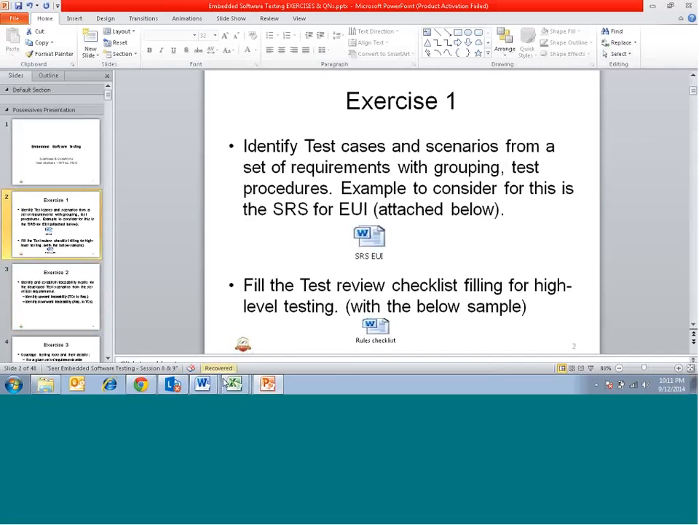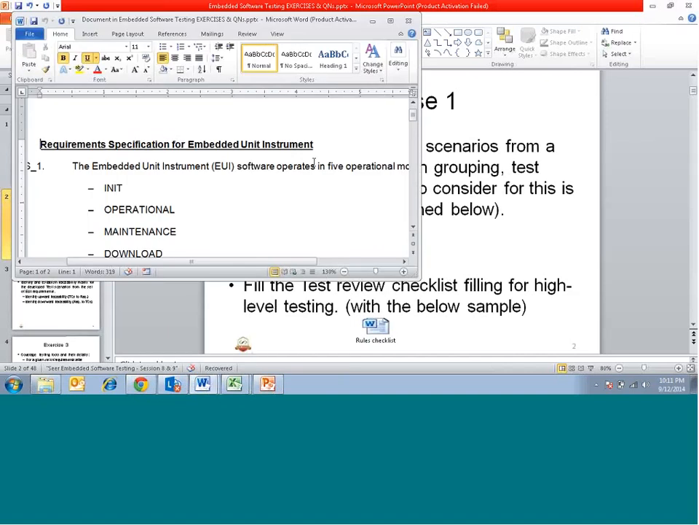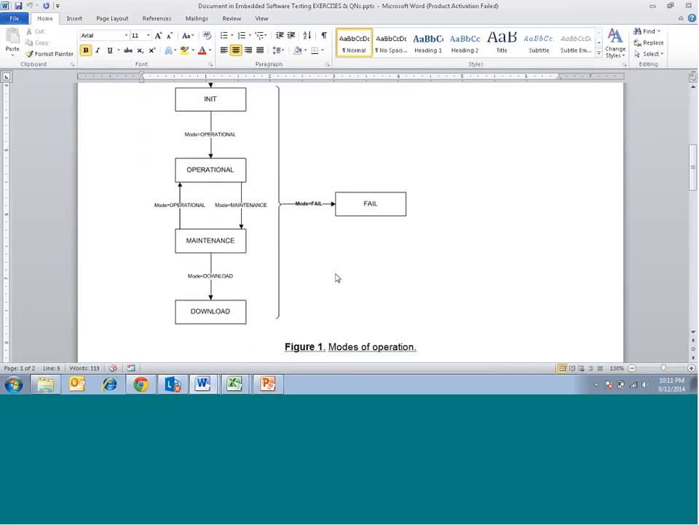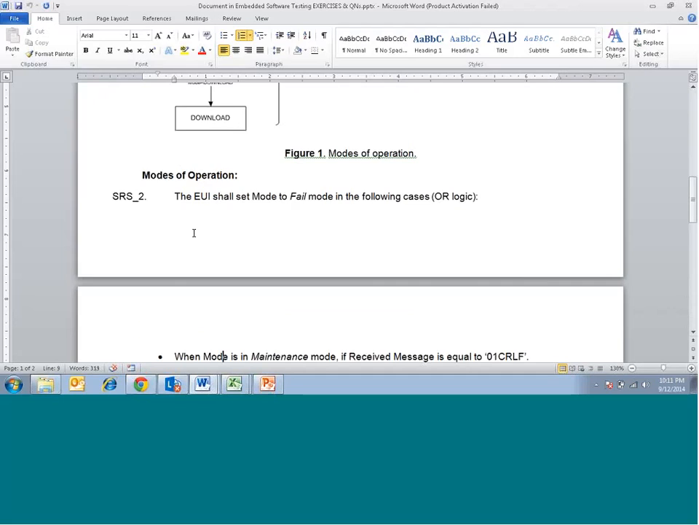Now let's recap the requirements. SRS1 talks about the embedded unit instrument operating in 5 operational modes: init, operational, maintenance, download and fail. Here you can see the different modes of operation and how they can enter and exit. There is a parallel mode of operation, fail, which can be entered from any of these, init, operational, maintenance, download, at any point of time based on different conditions.